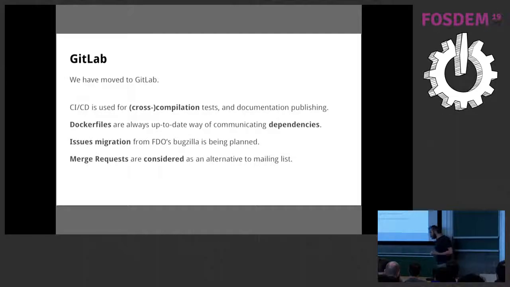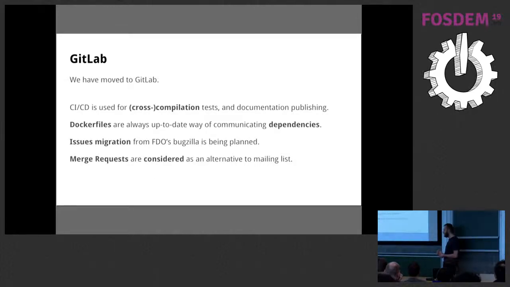We're also now considering issue migrations. Currently we are using FDO's, Free Desktop's, Bugzilla, and it's going to be EOL'd because of all the hassle that it undergoes. So we'll migrate all the issues from there. We also consider switching to merge requests, because, as I've said before, we are mailing list centric.